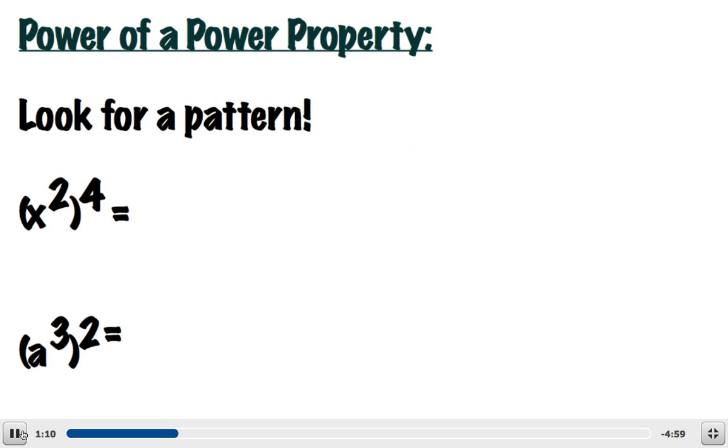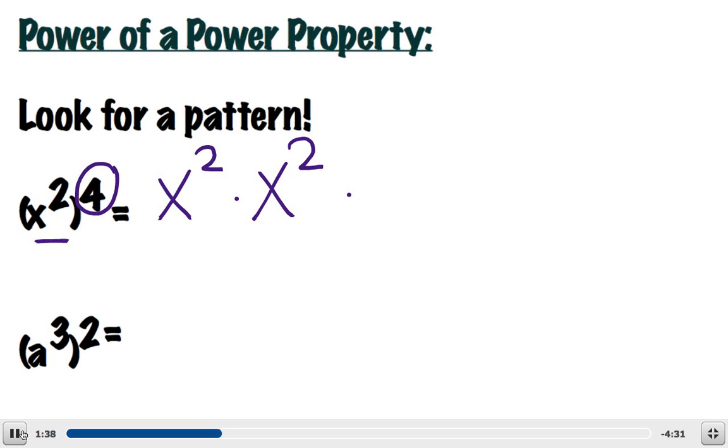All right, moving on. The next property is called the power of a power property. Again, I want you to look for a pattern just like we did in the last video. So here you can see I have a power, x squared, being raised to another power, to the power of 4. I can write this as x squared times itself 4 times. So I can write this as x squared times x squared times x squared times x squared.